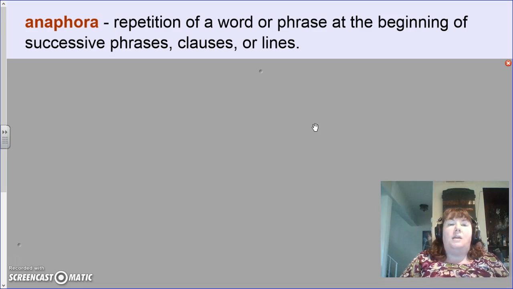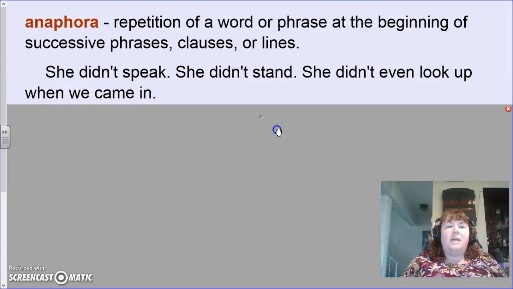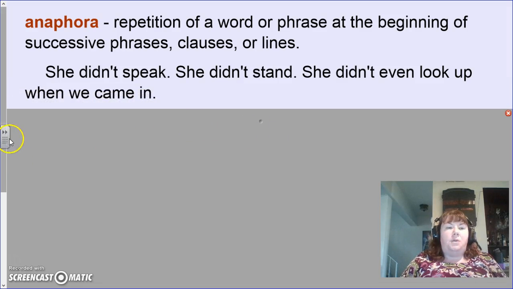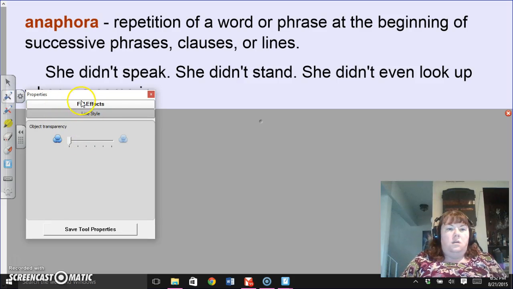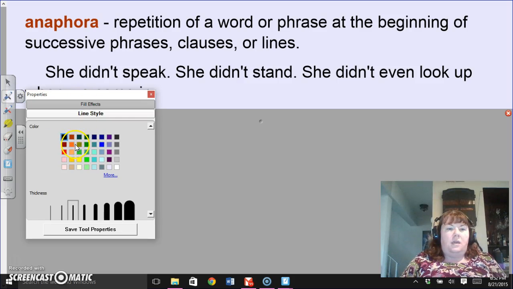Anaphora you see a lot in poetry, but we've also seen it a lot the last couple of days when we've been talking about the several speeches that we've looked at. Both the Winston Churchill speech, and we've seen it, I think, a little bit in the Ralph Ellison essay. So looking at this example here, let me grab my pen. Make it a color so it actually stands out.